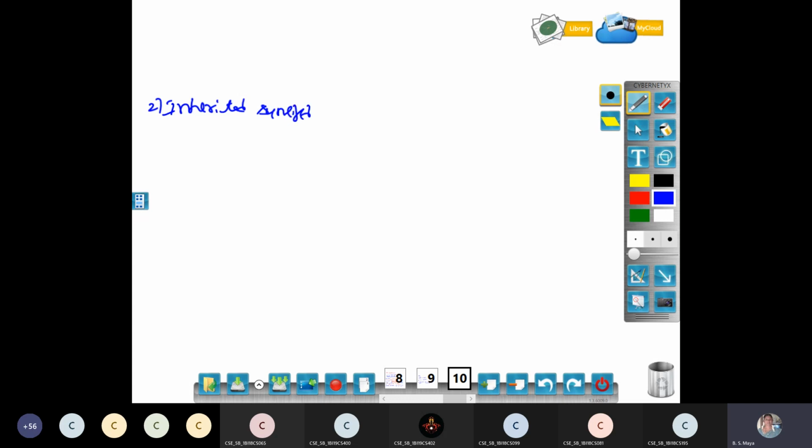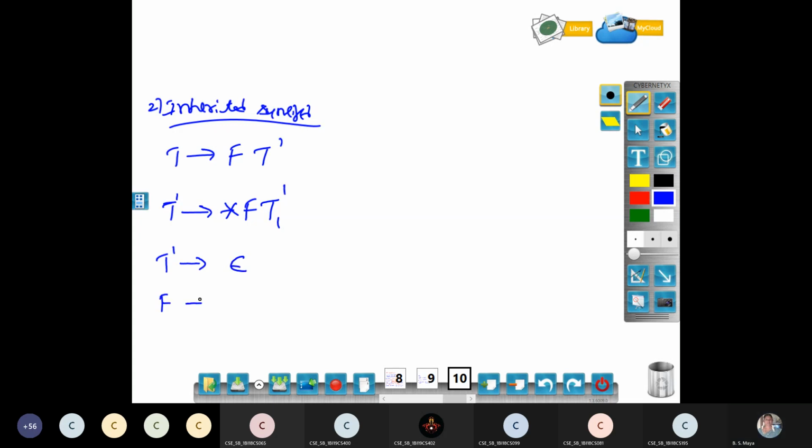Synthesized attribute. Okay, let me take one now. Production for the synthesized attribute: T derives F T dash. T dash derives star F T dash T1. See, this is the distinction between head of the production and body of the production. T dash derives epsilon. F derives digit.